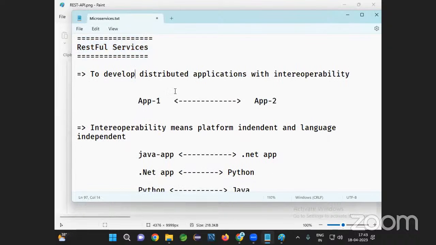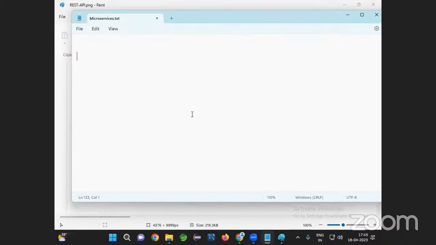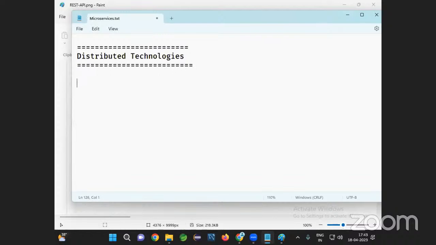RESTful services are used to develop distributed applications. Now, guys, earlier, to develop distributed applications, there were several technologies available. First one is Corba. Corba is a technology name. Then after Corba, RMI came into the picture. After RMI, EJB came into the picture. After EJB, SOAP web services came into the picture. After SOAP web services, RESTful services came into the picture.